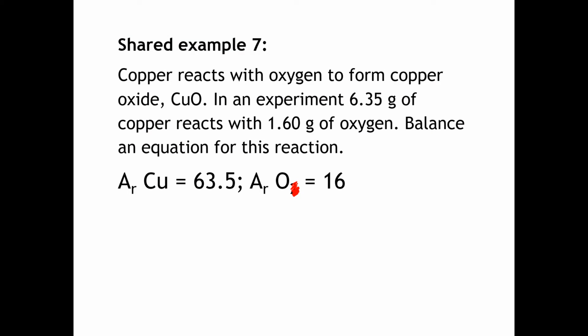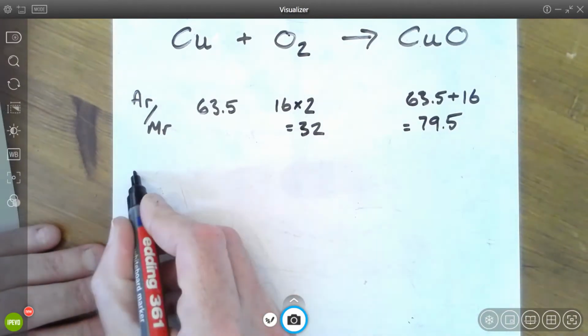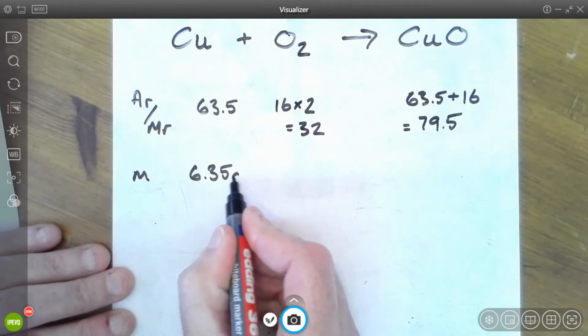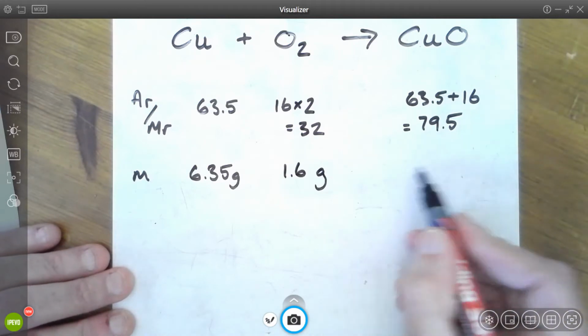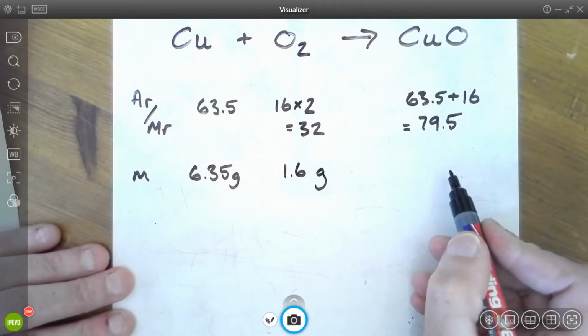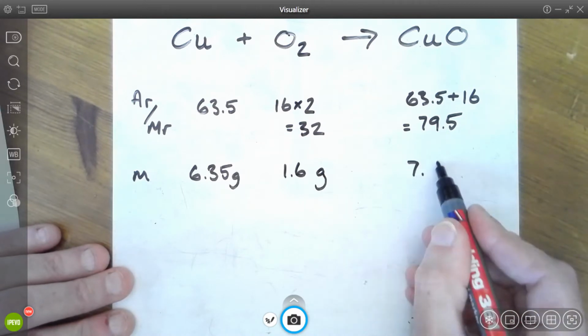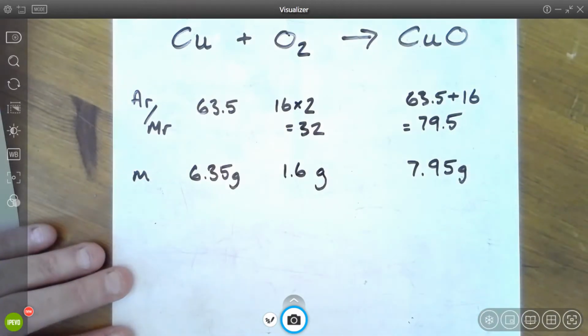6.35 grams of copper is going to react with 1.60 grams of oxygen. Okay, so let's write that down. So the masses that we have, 6.35 grams, 1.6 grams. So how much copper oxide is going to be made? Shout it out. Good. Hopefully you've all shouted out 7.95 grams. That's our law of conservation of mass.